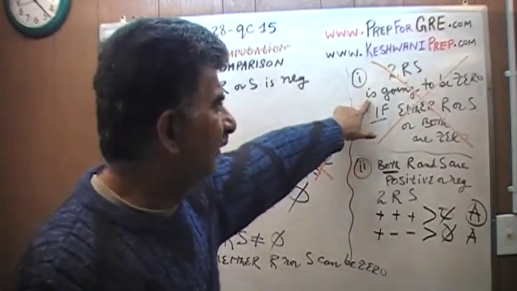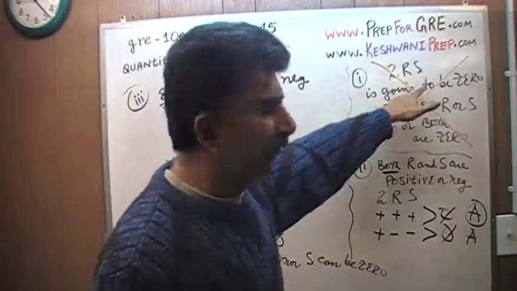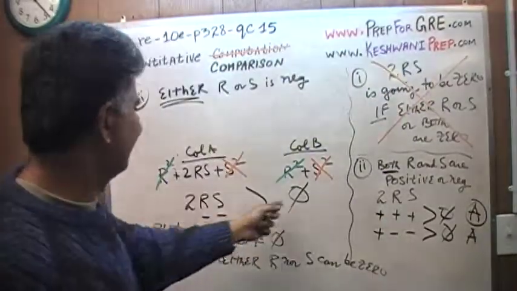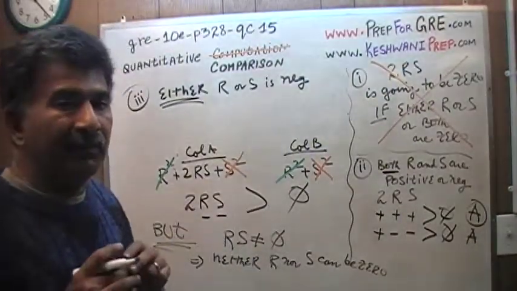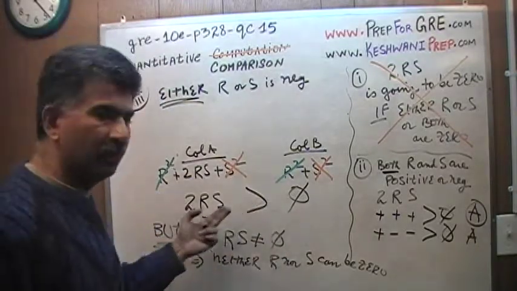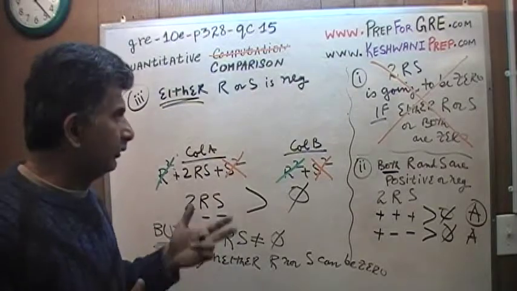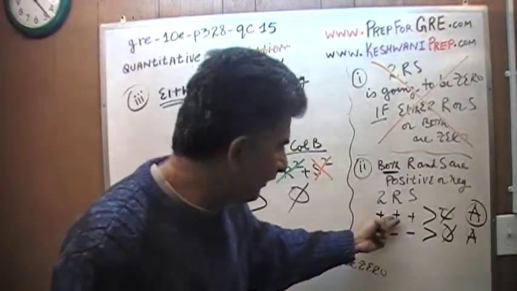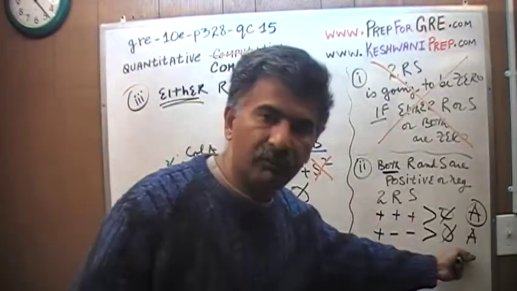If either of them is zero, or if they're both zero, the quantity is going to be zero, in which case the answer would have been C. But the possibility of C has been ruled out. The answer cannot be C because it's been ruled out here. So what happens? Well, if they're both positive or if they're both negative, the answer would have been A.